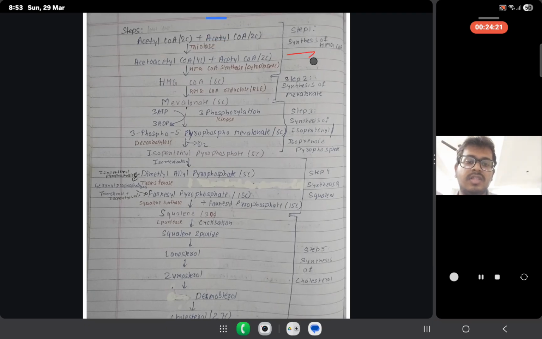The first step is synthesis of HMG coenzyme A. Second step is synthesis of mevalonate. Third is synthesis of isopentenyl pyrophosphate. Fourth is synthesis of squalene, and fifth is synthesis of cholesterol.